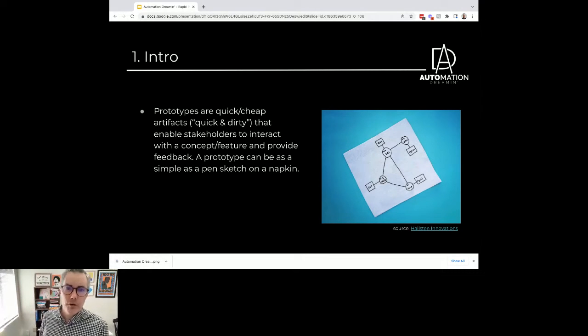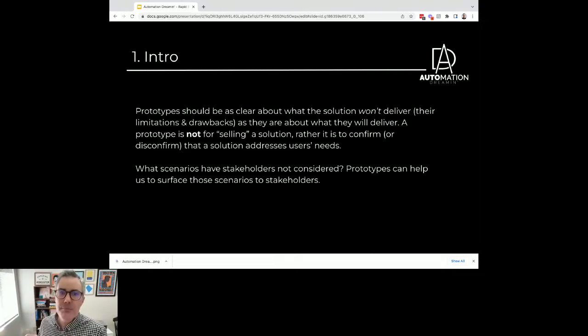Okay, and a prototype, to be clear, should be as clear about what the solution won't deliver, what the limitations and the drawbacks of the potential solution could be, as they are about what they will deliver. A prototype is not for selling a solution. I'm going to repeat that again. The purpose of a prototype is not to sell a solution. It's to confirm or disconfirm that a solution addresses the user's needs.